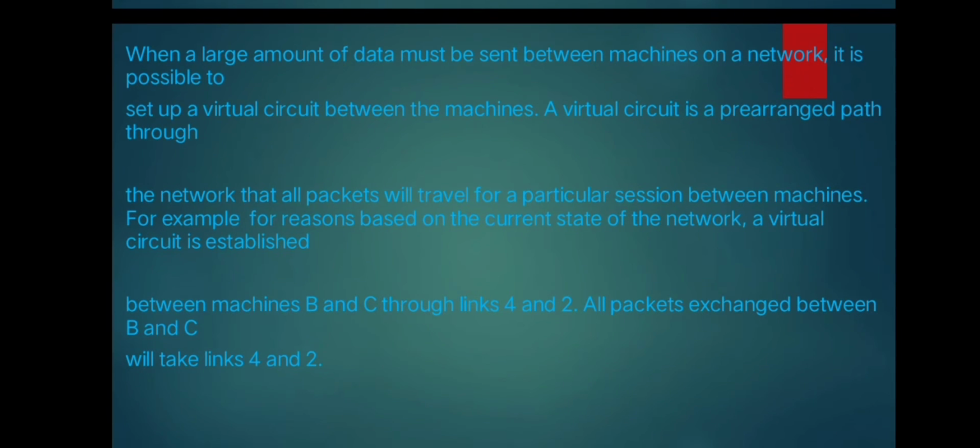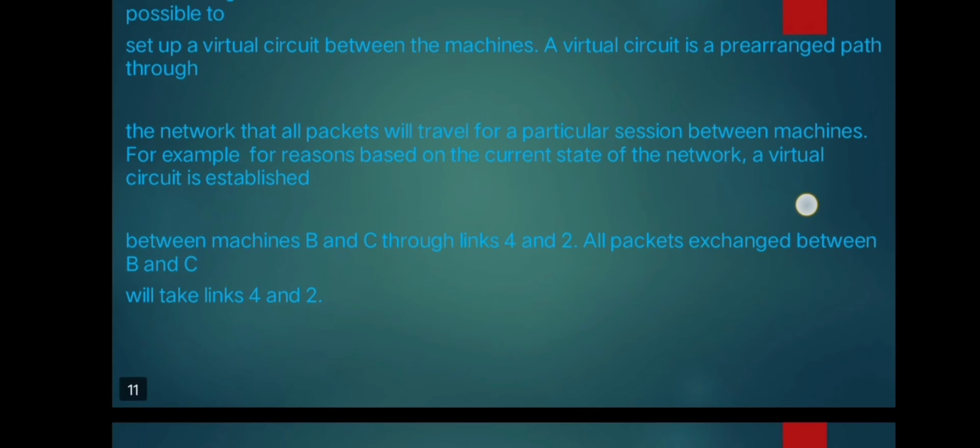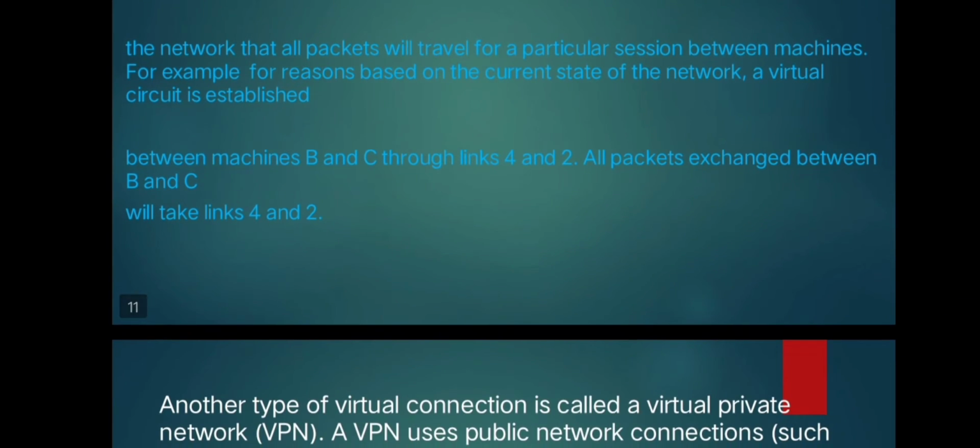When a large amount of data must be sent between machines on a network, it is possible to set up a virtual circuit between the machines. A virtual circuit is a prearranged path through the network that all packets will travel for a particular session between machines. For example, for reasons based on the current state of the network, a virtual circuit is established between machines B and C through links 4 and 2. All packets exchanged between B and C will take links 4 and 2.